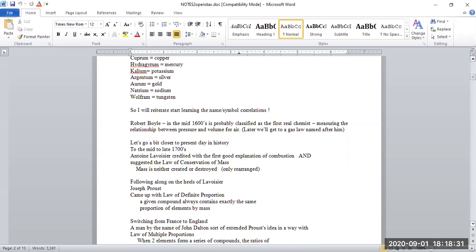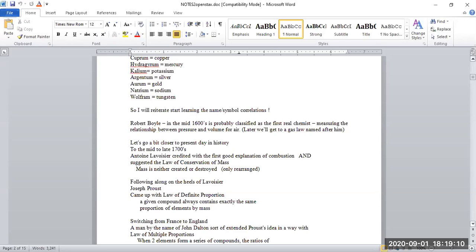We're going to jump forward 20 years or so and talk for a moment about Robert Boyle. He lived in the mid-1600s, so the middle of the 17th century. Some people will call him technically the first real chemist. He had a thing for air pressure. He did a study, partly at the base of a mountain and partly at the top of a mountain, figuring out that there was a difference in the air pressure. And later we'll get around to having a gas law named after him in a later chapter.